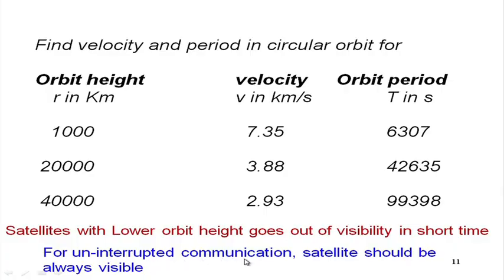There are some forms of communication where you store and forward, you can use it, but that is one of the important observations. So for uninterrupted communication, the satellite should be always visible. So how can we do it?